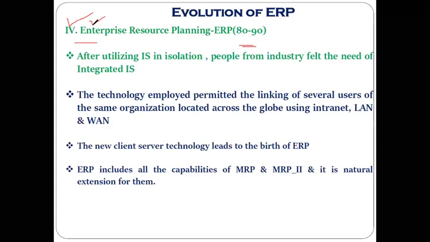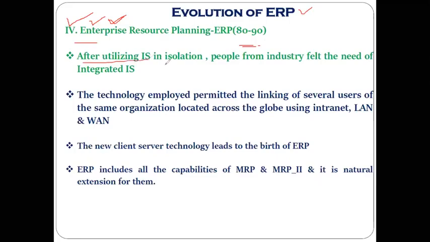No linking in all. Exactly. In the previous three stages, we have not used a single word related to the integration of the information system. Yes or no? Correct? Yes, sir. And that is the reason there was a need for this system and this system evolved. That is our final enterprise resource planning system, the final stage in the evolution of ERP.